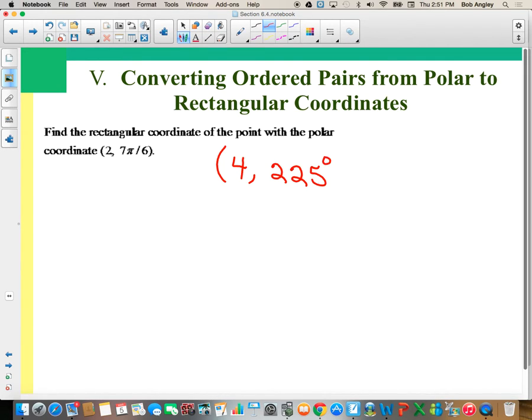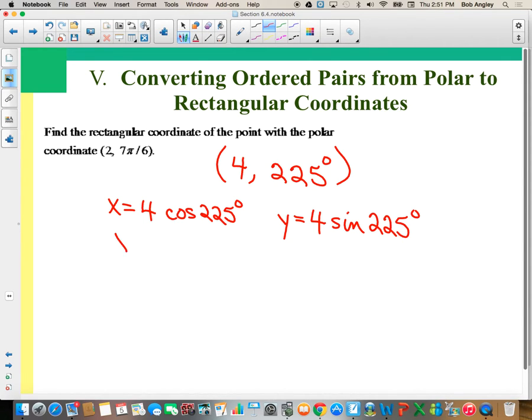225 degrees. Is 225 degrees on the unit circle? It is. So now we're just going to fill in. We're going x equals 4 cosine 225, and then y equals 4 sine of 225.